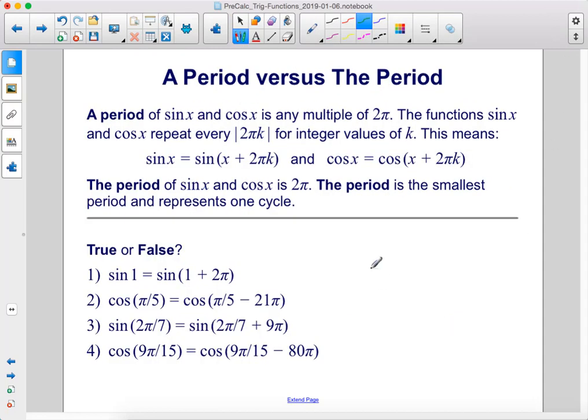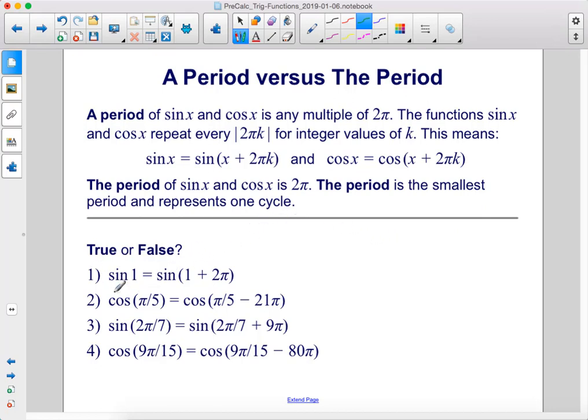A period of sine x and cosine x is any multiple of 2 pi. The functions sine x and cosine x repeat every absolute value 2 pi k for integer values of k. This means that sine x equals sine of x plus 2 pi k, and cosine x equals cosine of x plus 2 pi k. The period of sine x and cosine x is 2 pi. The period is the smallest period and represents one cycle.